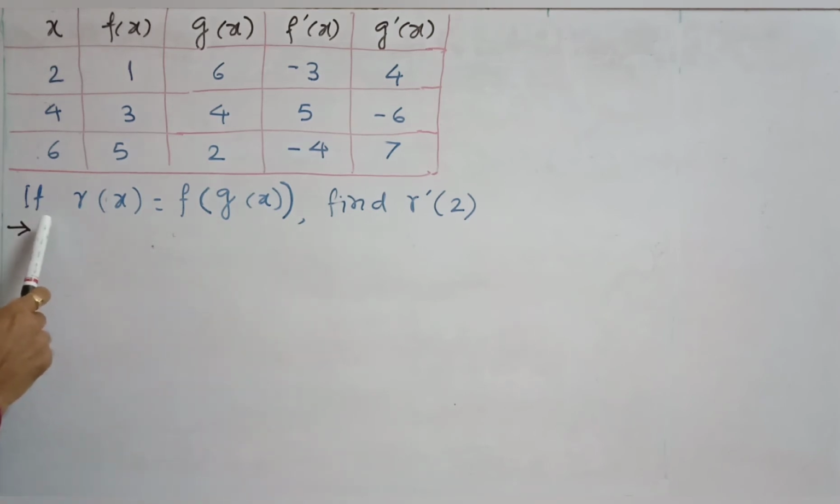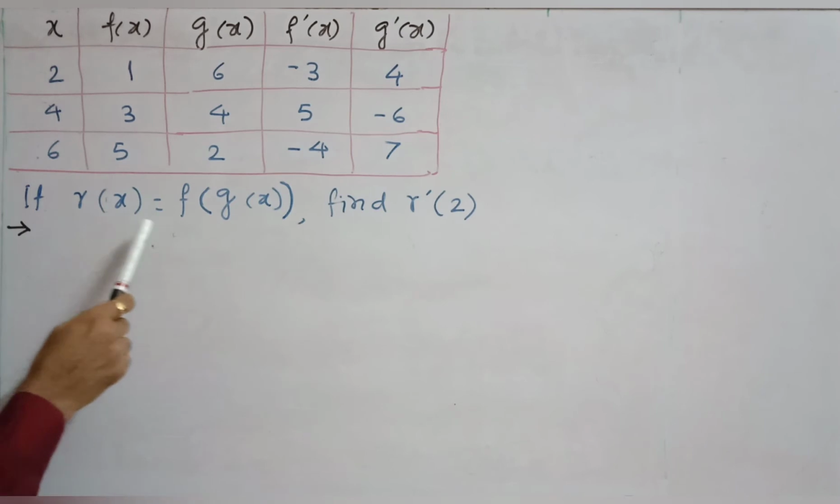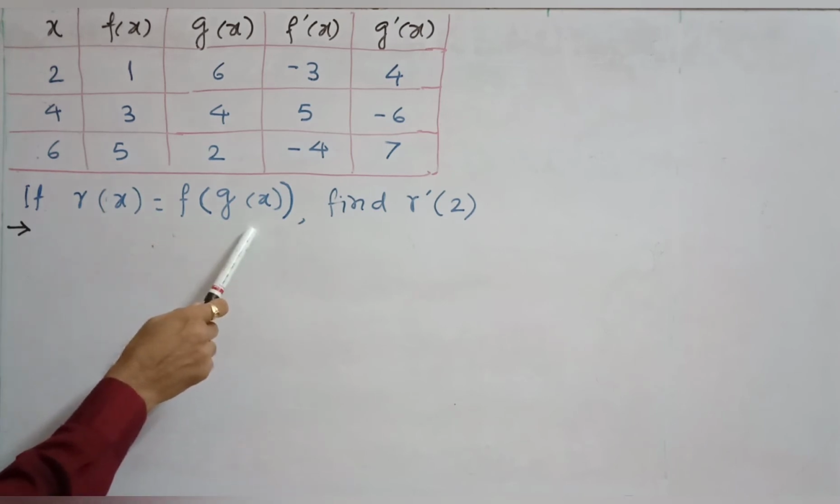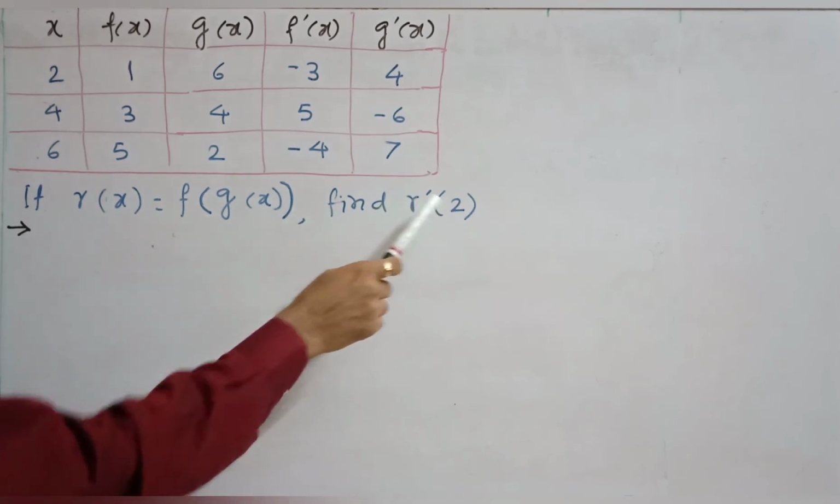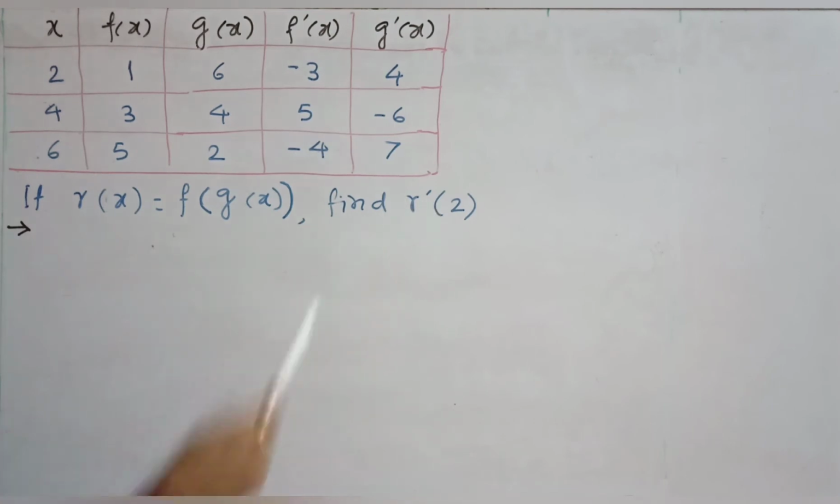This is the question. If r of x is f of g of x, then find r dash 2, the derivative of r at 2.